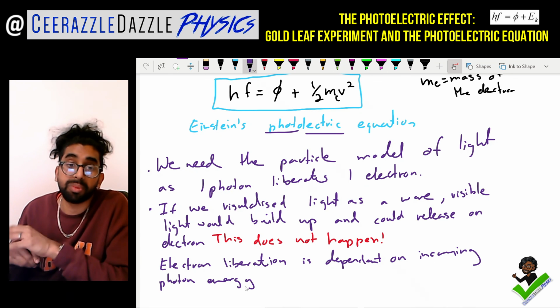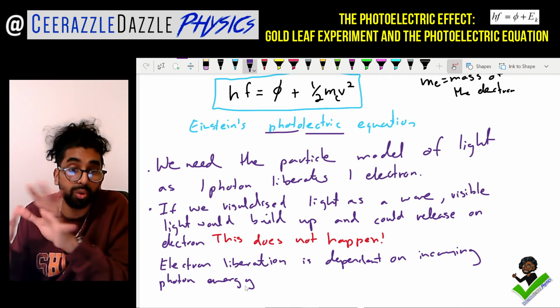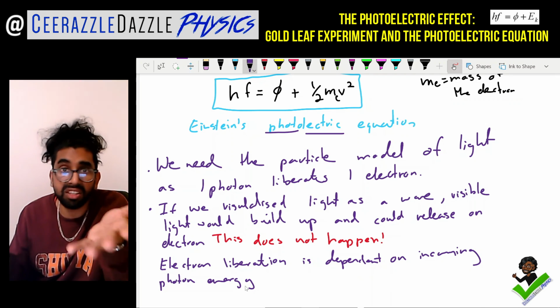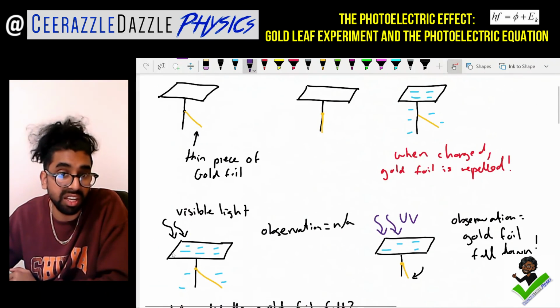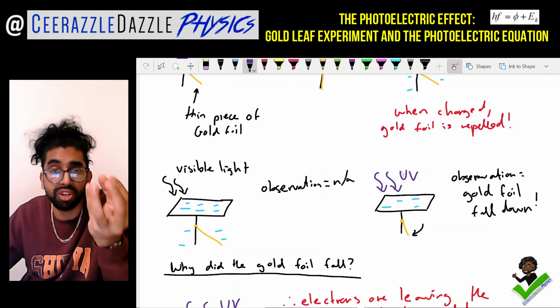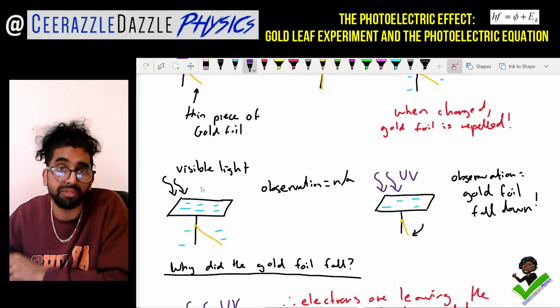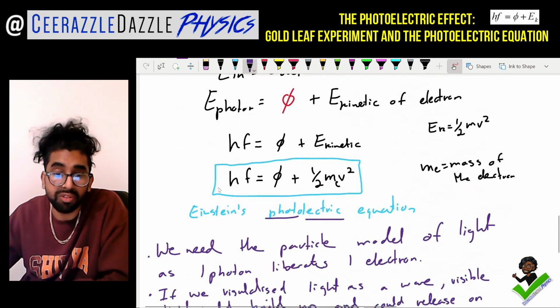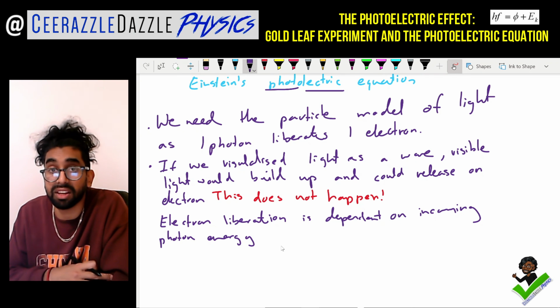And last of all, we talked about how if we visualize light as a wave, visible light would build up and could cause a release of an electron. But obviously that doesn't happen. So the visible light over here will never release an electron. The reason why the ultraviolet can is because the energy of an ultraviolet photon is greater than the energy of a visible light photon. And then last of all, we talked about how electron liberation is dependent on the incoming photon energy. That's the main thing, guys.